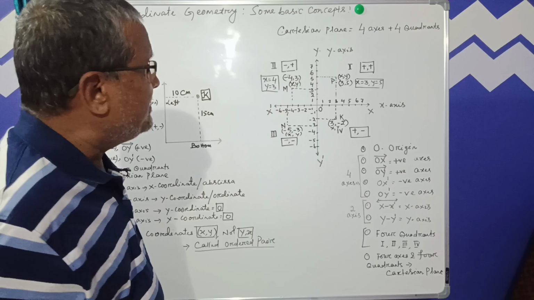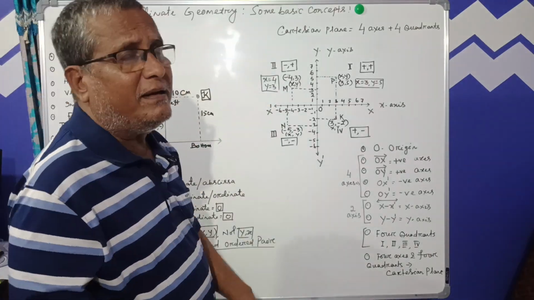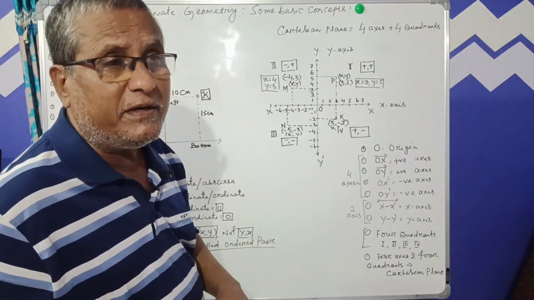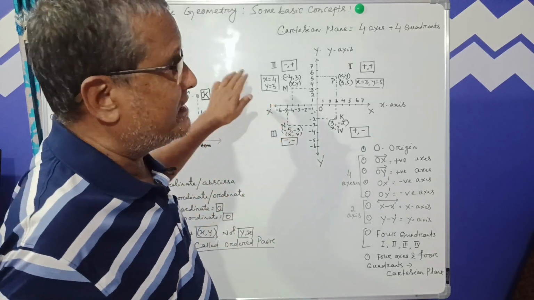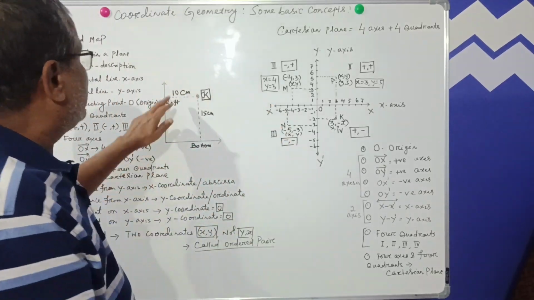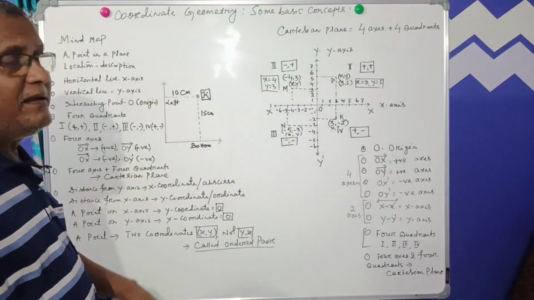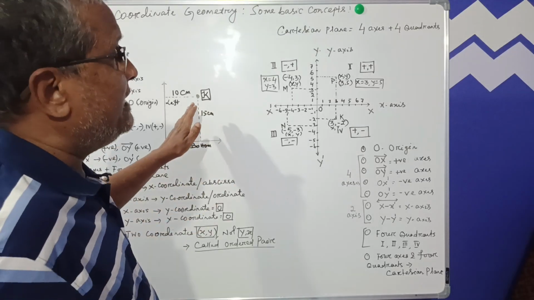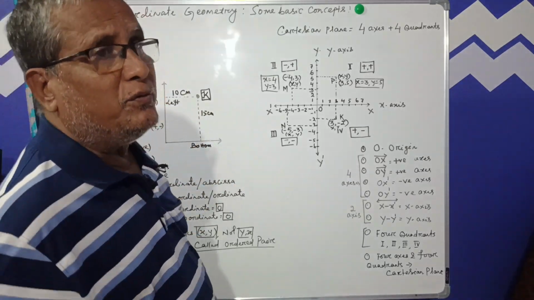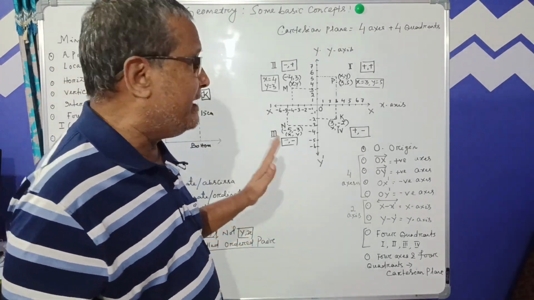Based on this, subsequently coordinate geometry, a branch of mathematics, was developed. So this is the basic concept of coordinate geometry, to describe a point in a plane.